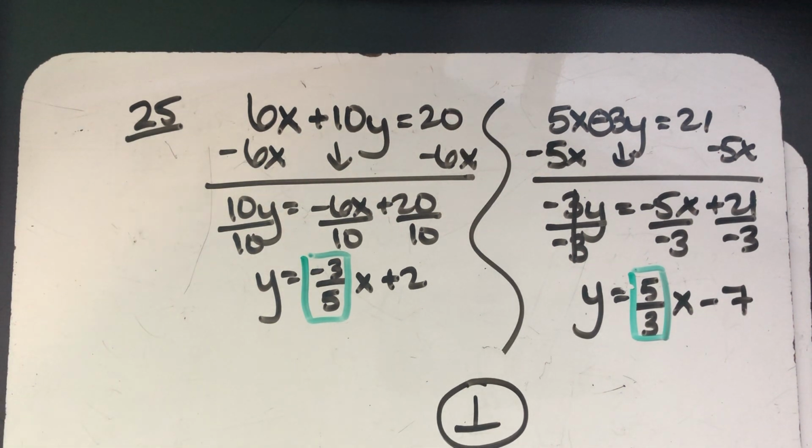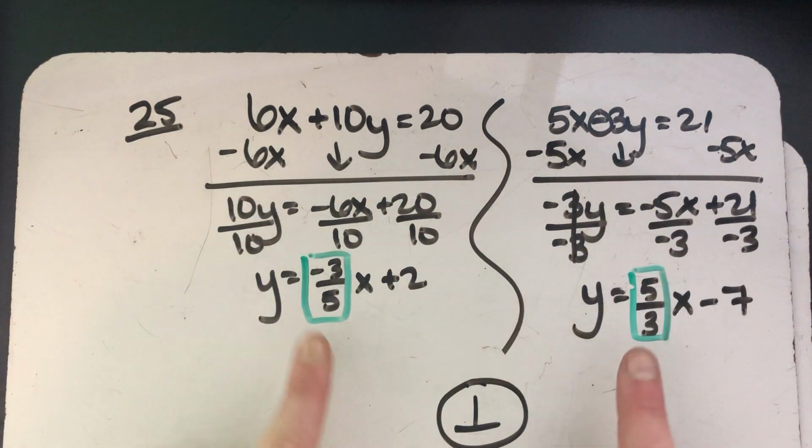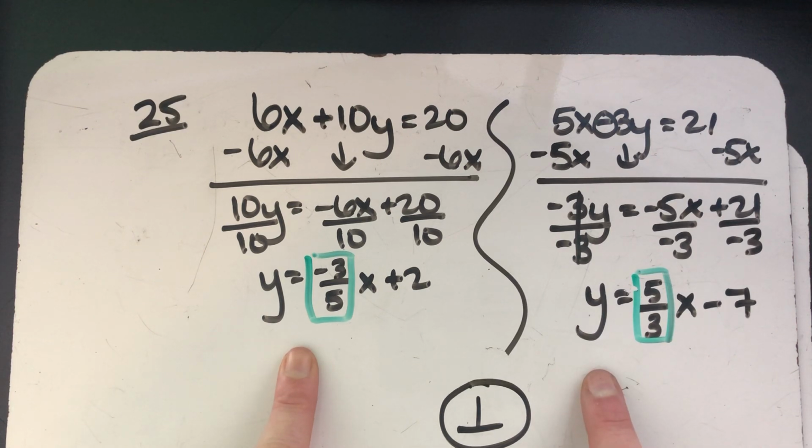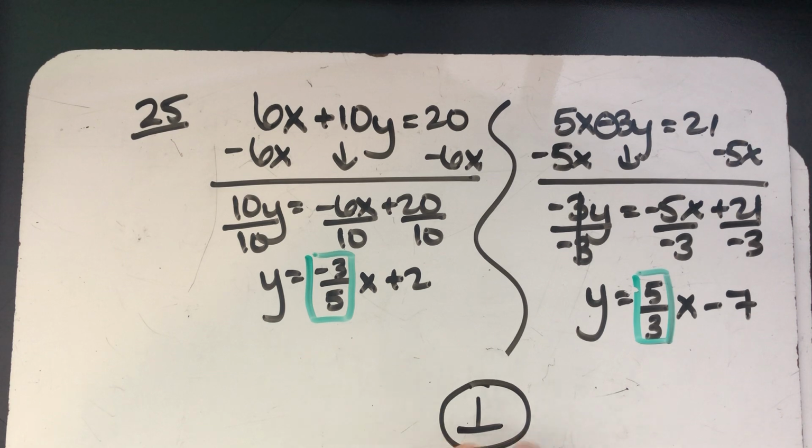Okay? That is the same idea as number 27, actually. You still shuffle things around till it looks like y equals, so you can spot the slope more easily to decide parallel, perpendicular, or neither. All right? So let's see, what else do we have?